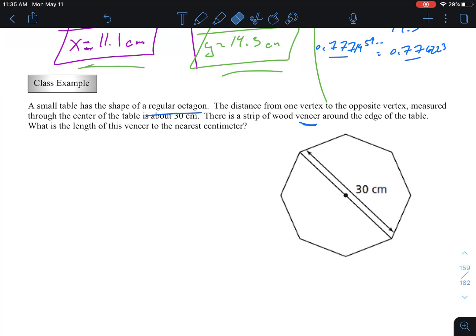Okay, but understand here, this is a trigonometry unit, right? So you're going to be dealing with right angle triangles. So when in doubt, try to look at it from the lens of right angle triangles. I don't see any right angle triangles here, so let's see what we can come up with.